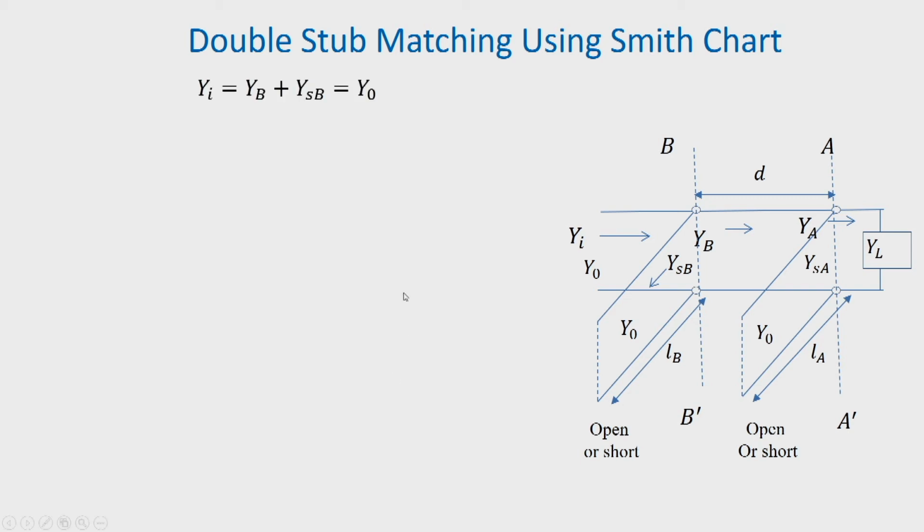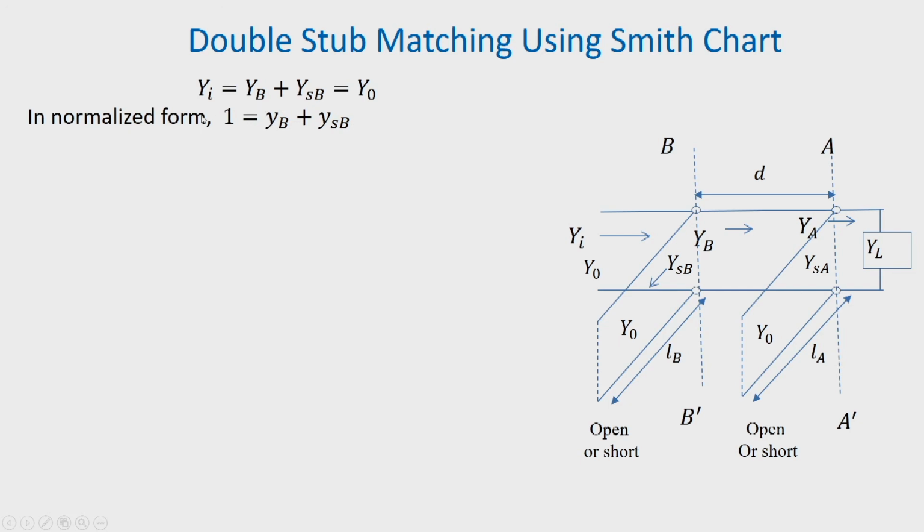Now, if we look at this double stub matching circuit, we find that Y_I, the input admittance, is equal to Y_B, the admittance looking from here, plus Y_SB, the admittance of the stub. The stubs may be open or short as shown. Here we need to find out the lengths of the stubs, L_A and L_B.